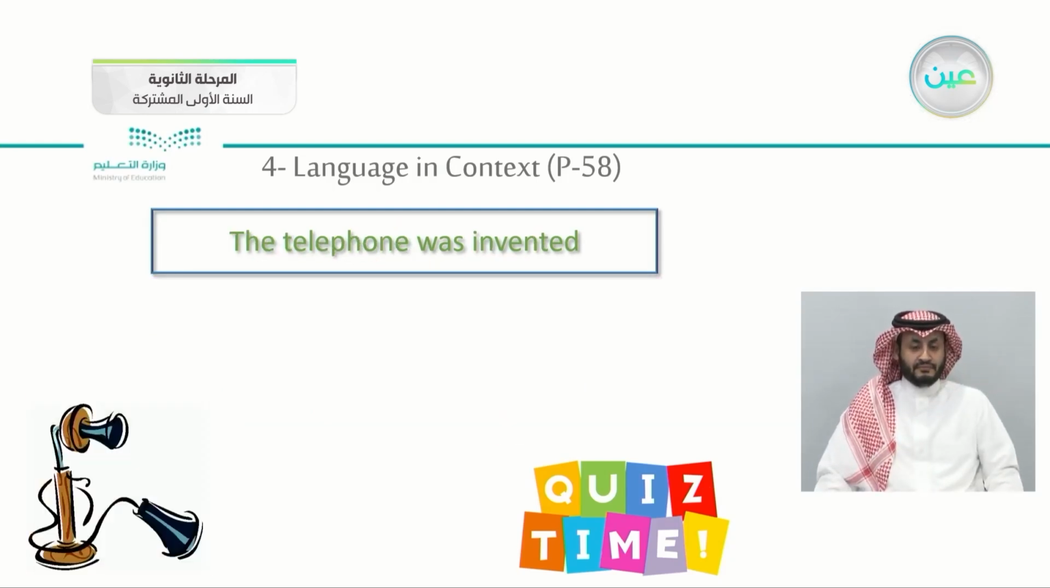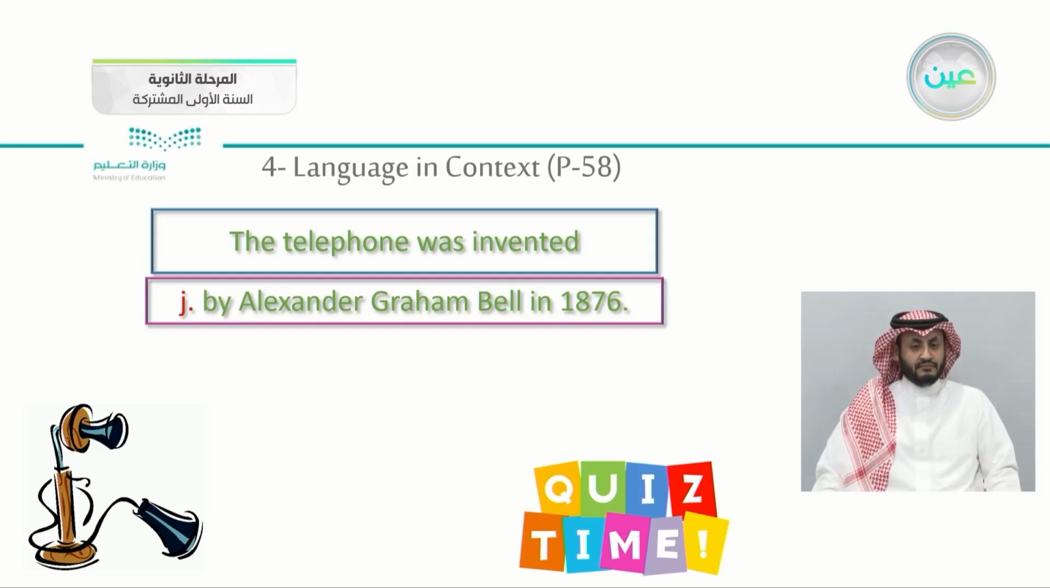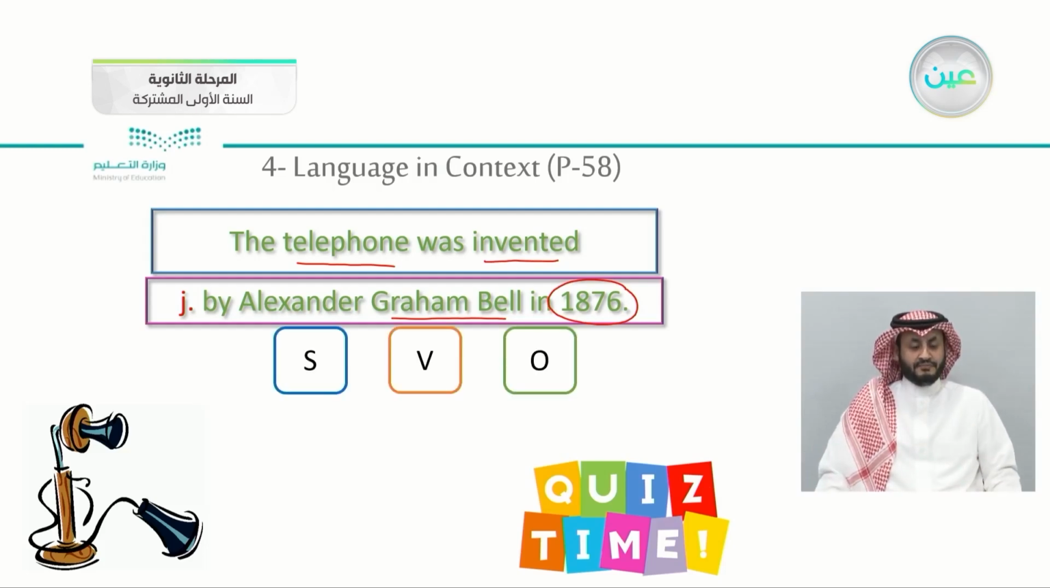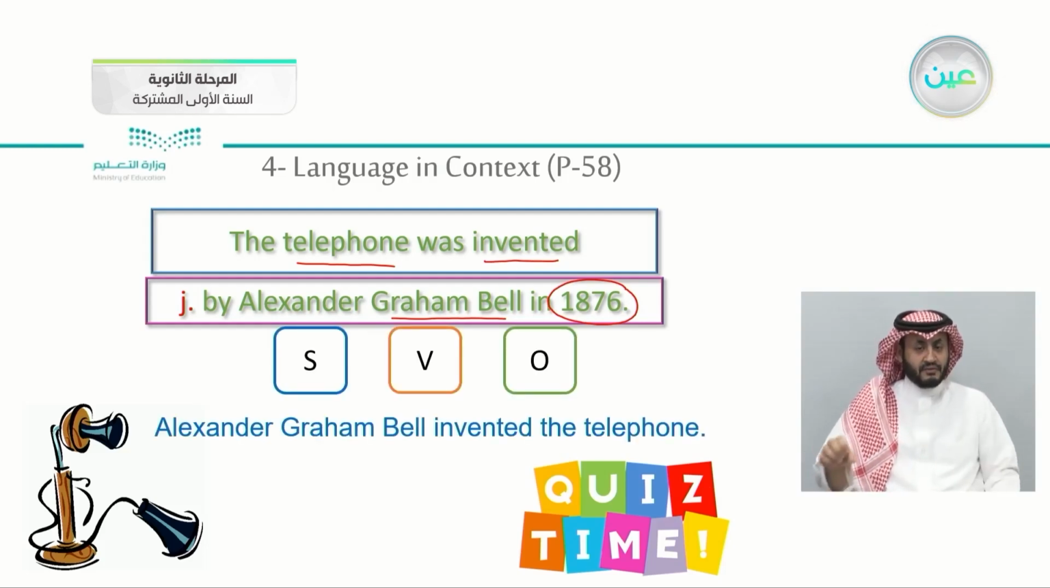One more. The telephone was invented. Who invented the telephone? By Alexander Graham Bell in 1876. This is the object. It was invented by whom? Alexander Graham Bell, in the past, 1876. In the active voice, we can say Alexander Graham Bell invented the telephone. He did the action. Invented, because it is in the past, 1876.